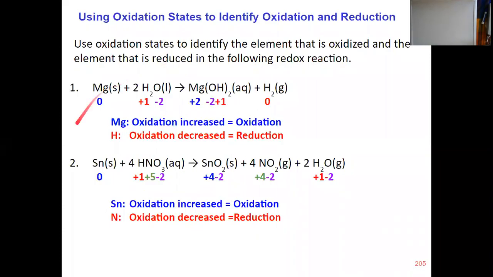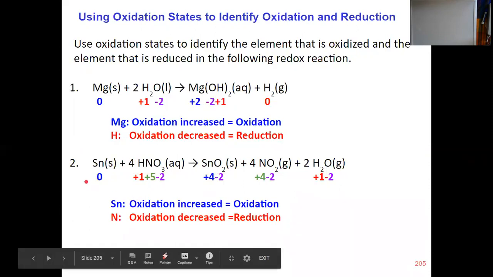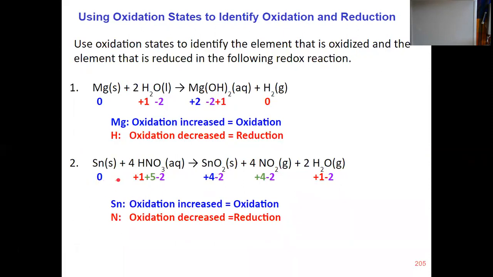Okay, so over here for number 2, I'm going to start by assigning oxidation states to every component. My tin is going to be 0. I'm going to go through the process of assigning oxidation states to each of these components. Hydrogen will be a +1, nitrogen will be a +5, oxygen will be a -2. On the other side of this reaction, my tin is a +4, my oxygen is a -2. In NO2, my nitrogen is a +4, oxygen is -2. In H2O, my hydrogen is a +1, my oxygen is a -2.